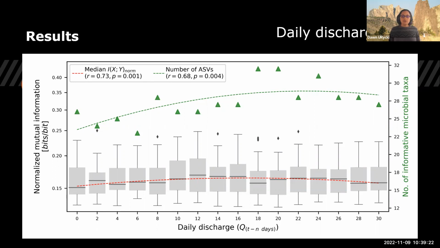So for daily discharge, we find that the median value of mutual information over time fits a second order function with a peak in median information around 16 days prior to sampling, which is illustrated by the red line down here. And we find that the number of ASVs sharing significant information also fits a second order function with a peak in the number of informative ASVs at around 22 days. So basically, when we collected our summer samples, they seem to be most informative of the discharge about 2 to 3 weeks prior.